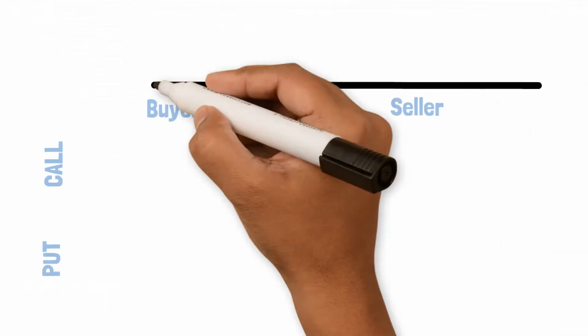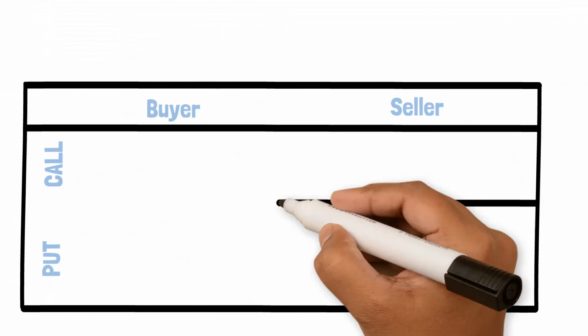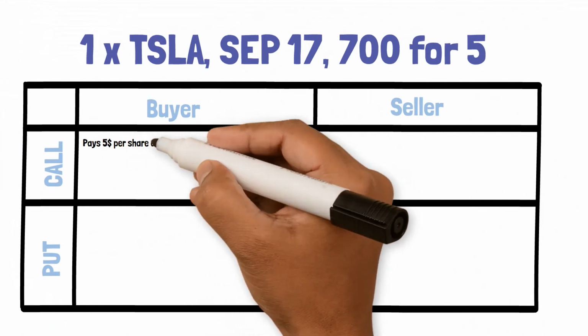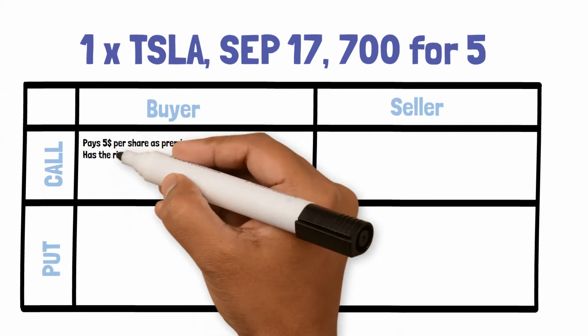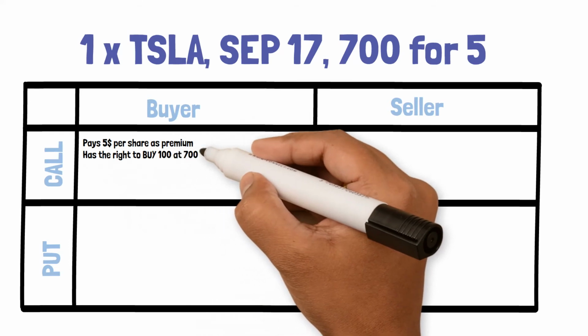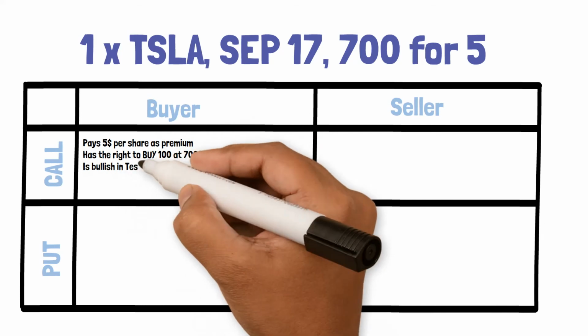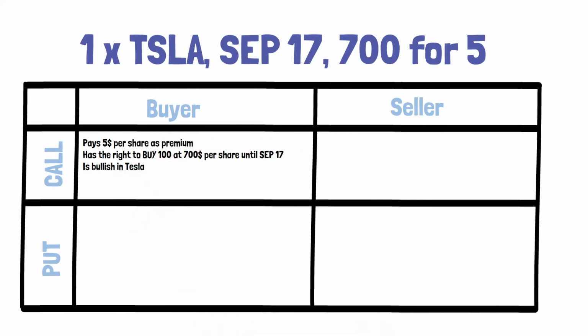If you look at all of it together, you can be long 1 call Tesla, September 17 at $700 by buying this contract for a premium of $5. This option will give you the right to buy 100 shares of Tesla, no later than September 17, and you pay a fixed price of $700 per share. You will pay the premium to the seller and you will have the right to buy the shares before the expiration date. When you are buying call options you are expecting the stock price to rise above the strike price. In other words, you are bullish on Tesla.